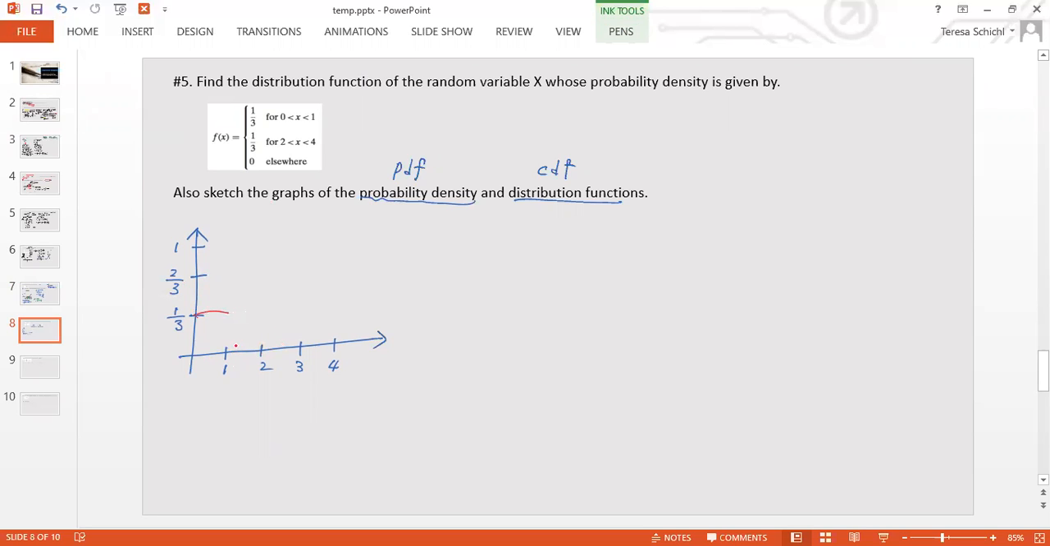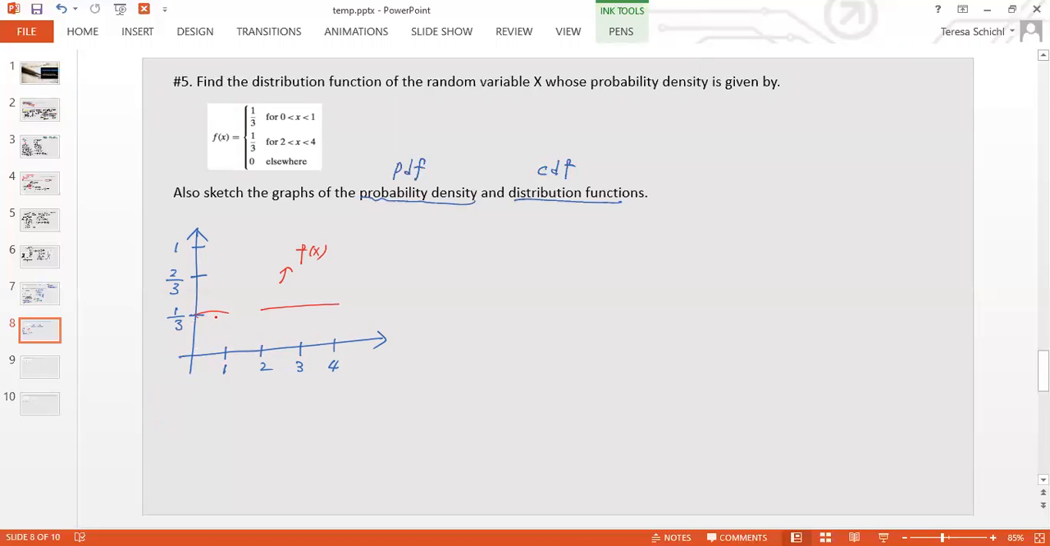Between 1 and 2 it is 0, so there is nothing here, it's zero. Then 2 and 4 is another 1/3, so it's from here to here, right? This red one is my f of x. If you take a look at the area, this is the PDF, because this area is 2/3 and this one is 1/3. When you add them together, it is 1, right?